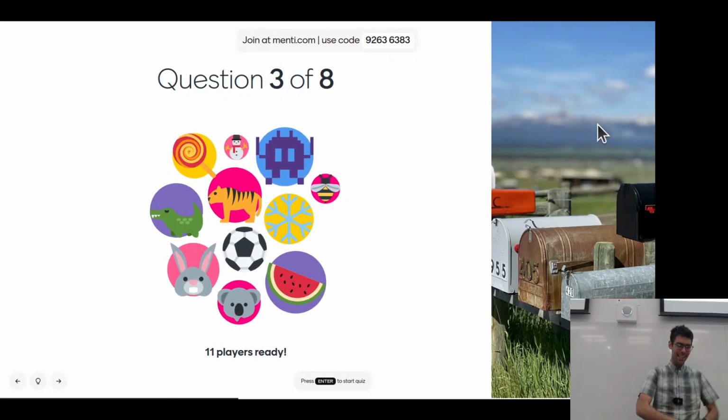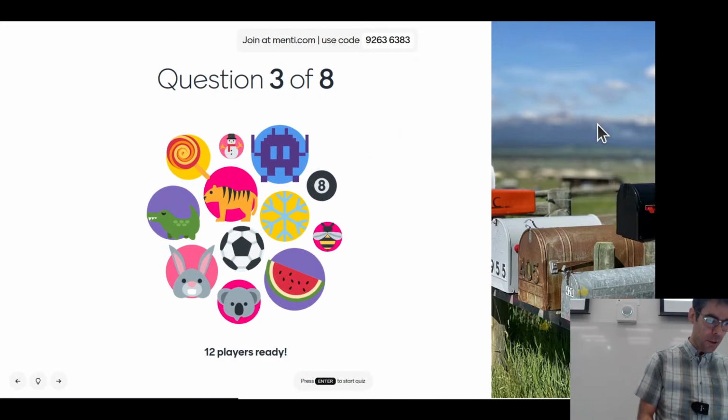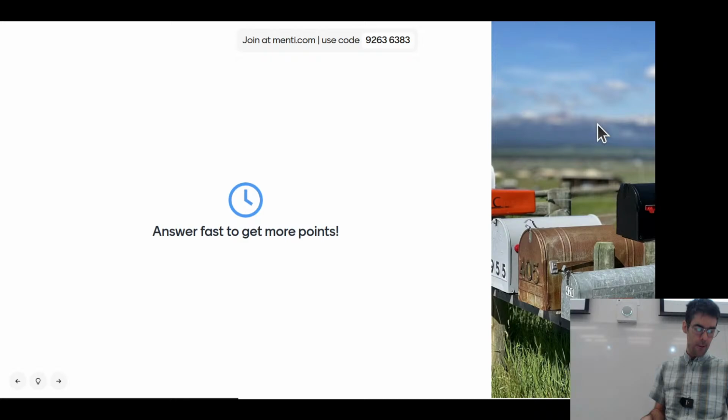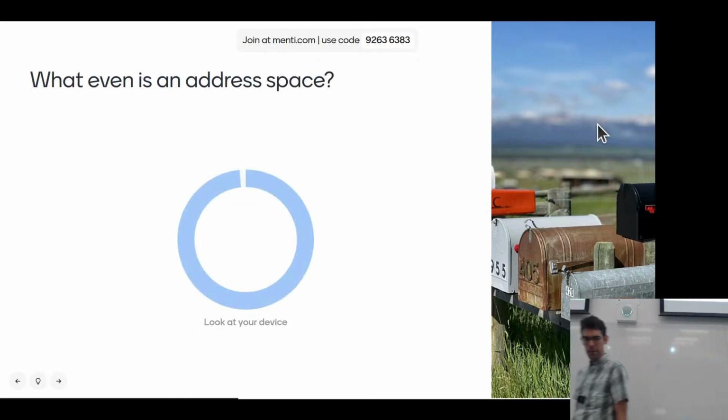Okay, good, yes. So we're going to move on from I/O related questions and start thinking about VM questions now. Virtual memory questions.